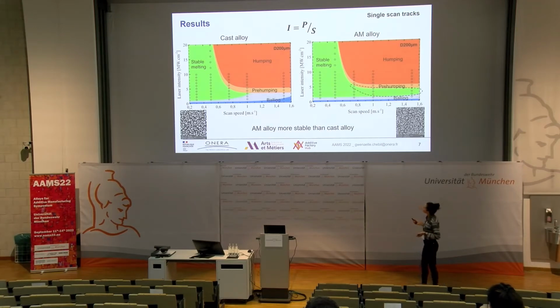You can see here that we've gone quite high in laser intensity compared to what you can do in machines, and we wanted to try things that are quite outside of the scope of a 3D printing machine. As you can see, our spot diameter is also quite big. We tried different laser parameters. In each case, we always had a more stable zone for the AM alloy.